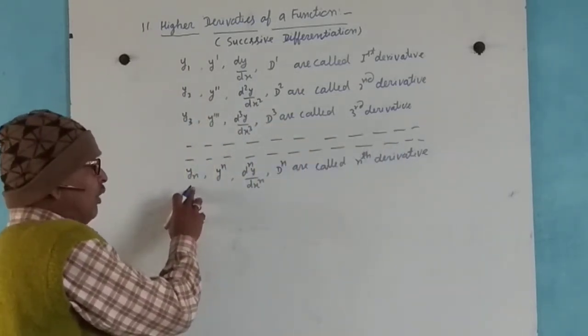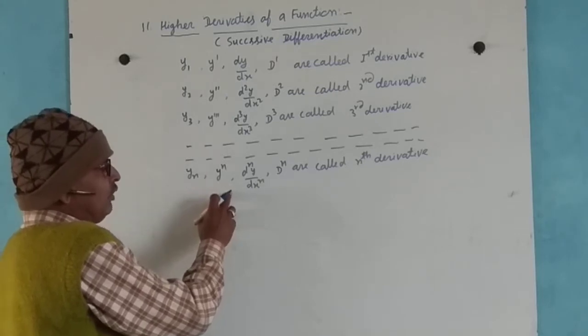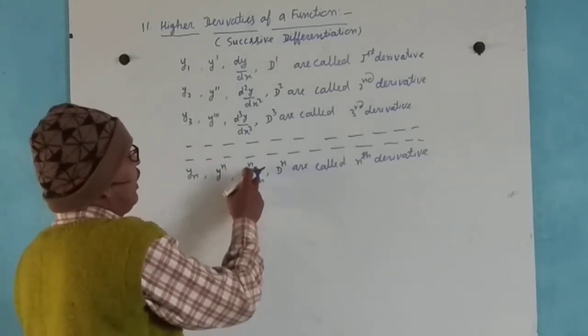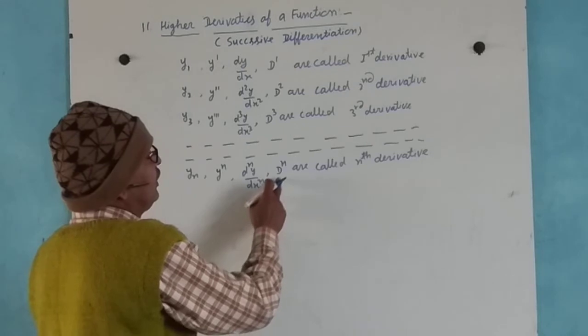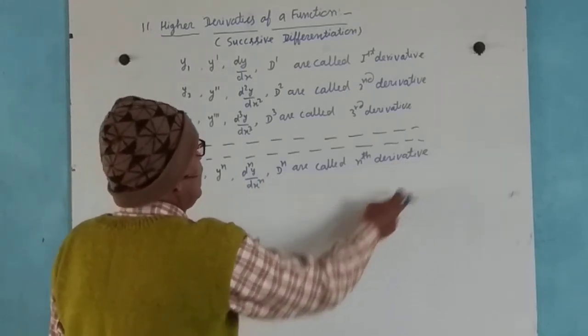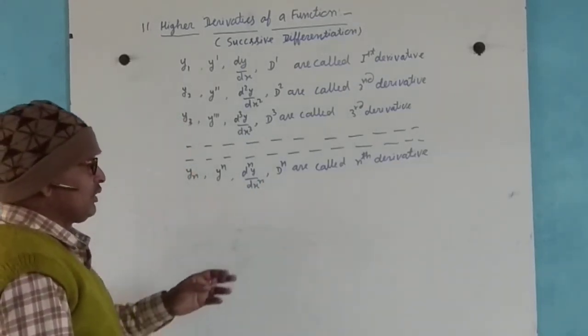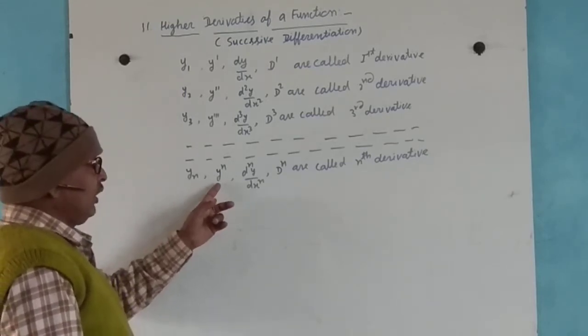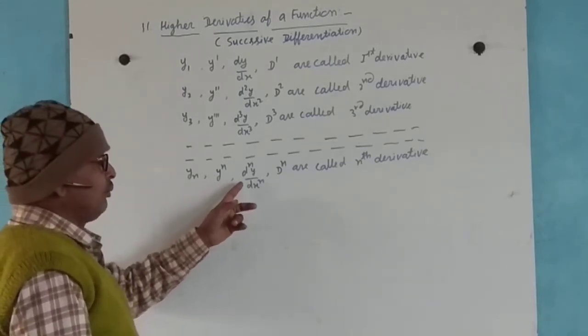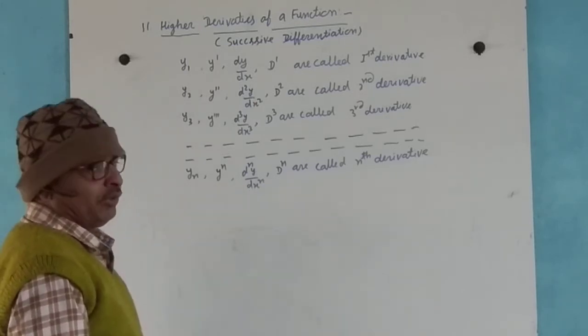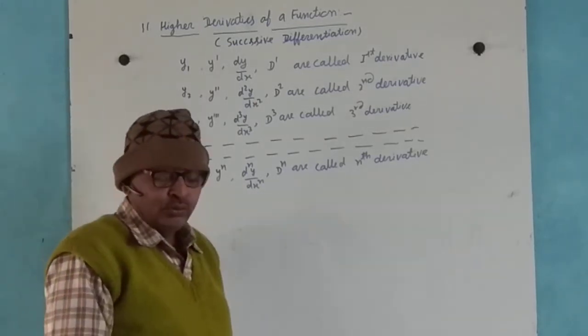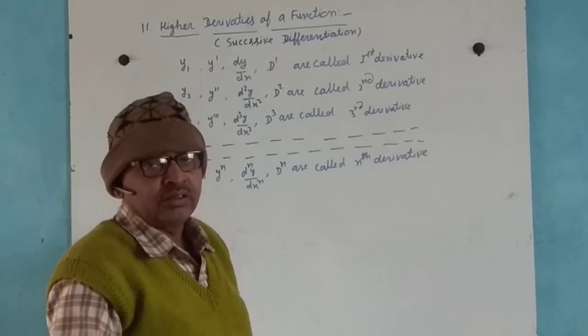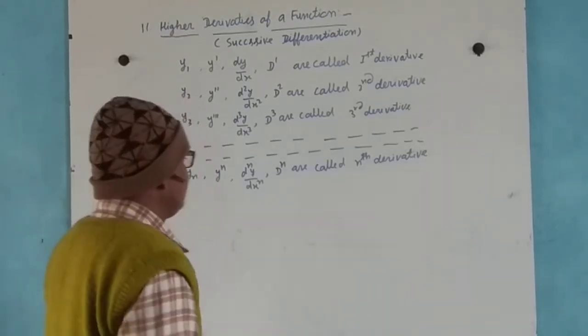Similarly, yn, or d^n y by dx^n, are called the nth derivative. It means that this is also known as the nth derivative. Now we take some examples here.